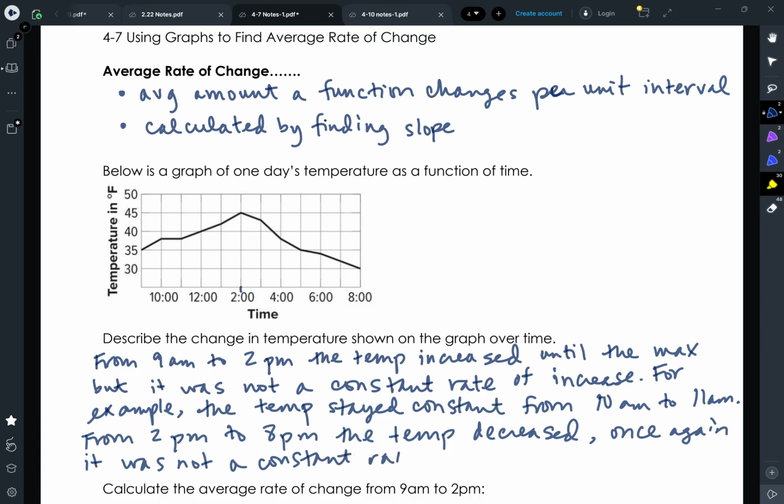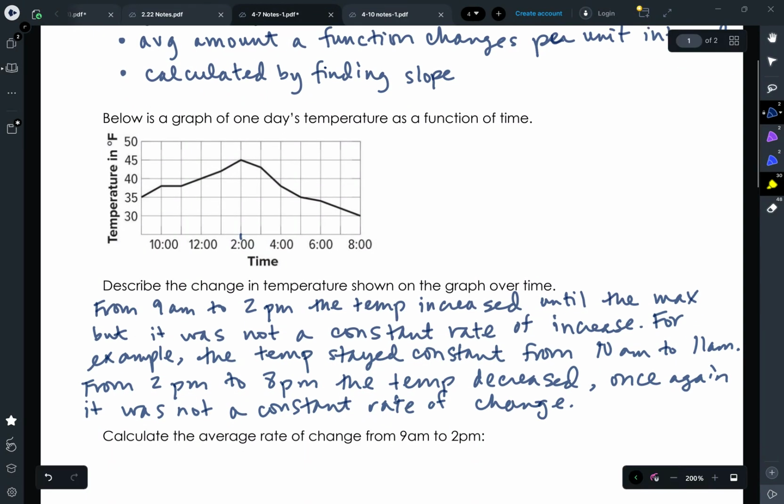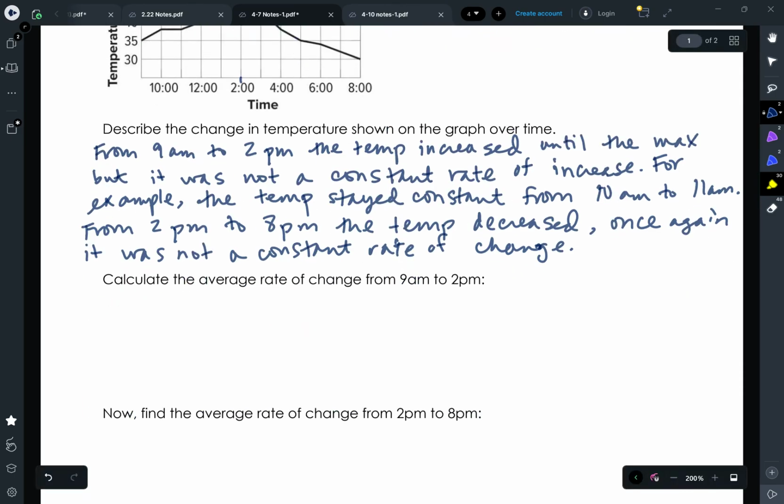This is way more detailed than what you'd need to have. You could have just said increasing from 9 to 2, decreasing from 2 to 8, right? You could have said that. You could have given some specific numbers about what the starting temperature was and what the maximum was. There's a lot of different right answers for a question like this.